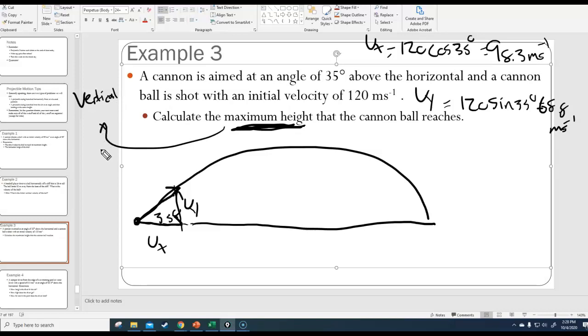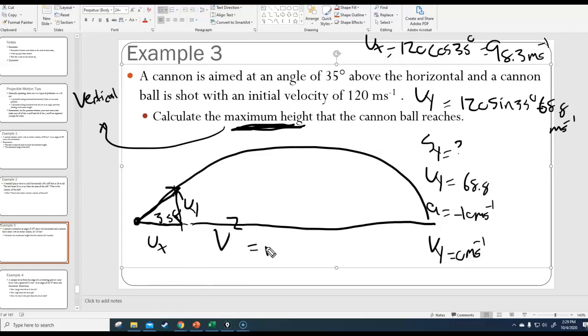So my first thought should be, hey, I'm solving with constant acceleration equations. I'm looking for sy. I have uy is 68.8. I know there's acceleration due to gravity, and I know at maximum height, the y component of the velocity is 0 meters per second. So I choose the equation that has s, u, a, and v in them. That's v squared equals u squared plus 2as. And I plug in and I solve. 0 equals 68.8 squared plus 2 times negative 10 times s.